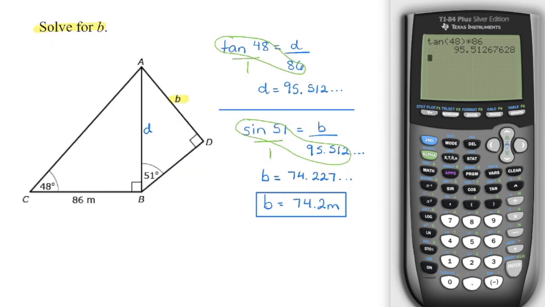Next example, we are looking for side length B. So this is side length B. Take a look at the triangle that contains B. Do we have 2 pieces of information plus that 90-degree angle? Well, I know this angle here, but that's only one piece of information. So I first need to find another value.